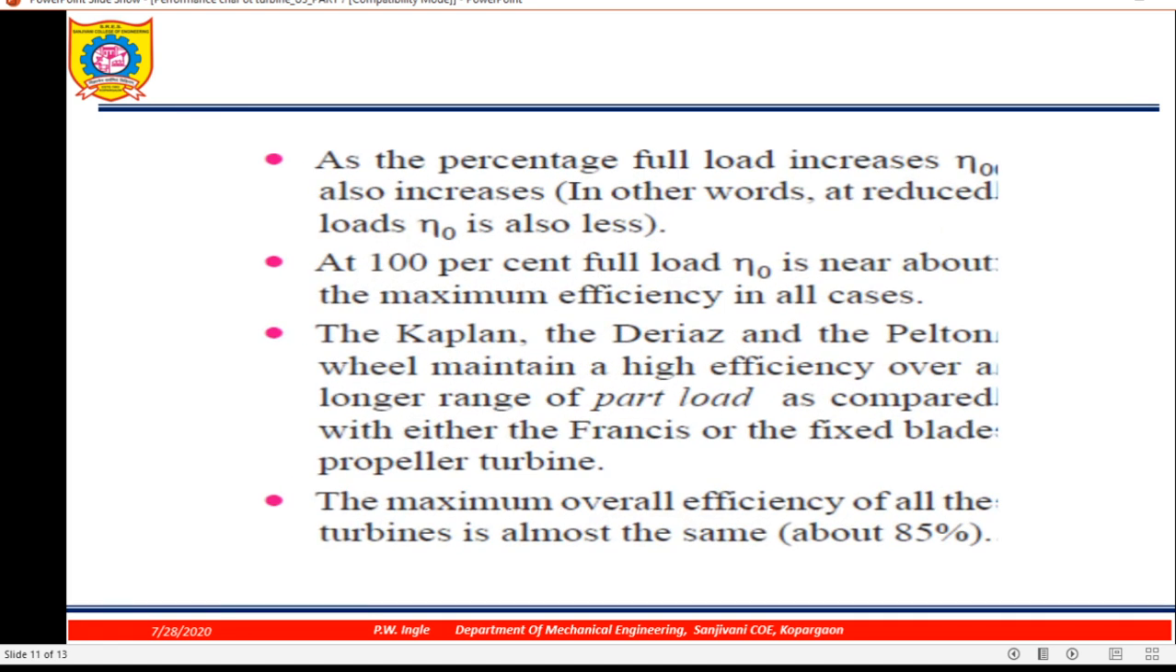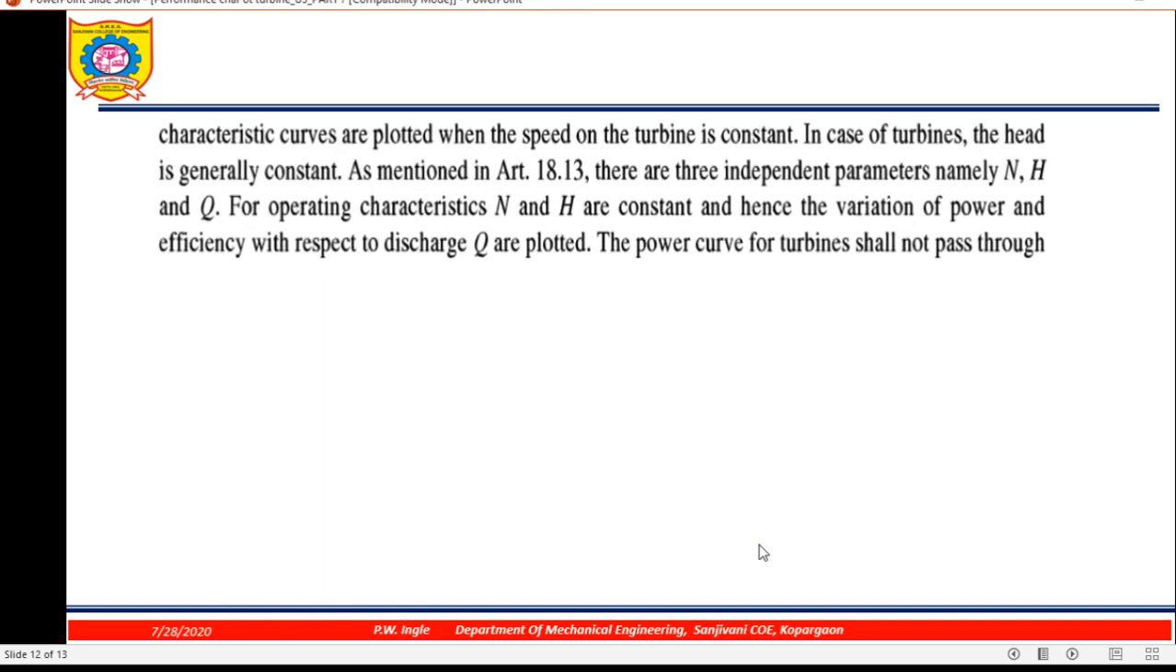Okay, so as the percentage of full load increases, overall efficiency also increases. So in other words, at reduced load efficiency is less. At 100% full load efficiency is near about maximum. Kaplan and Pelton maintain a high efficiency over part load. So that's why these are used for part load as compared to Francis or fixed plate. The maximum overall efficiency of all turbines is almost the same, that is 85%.